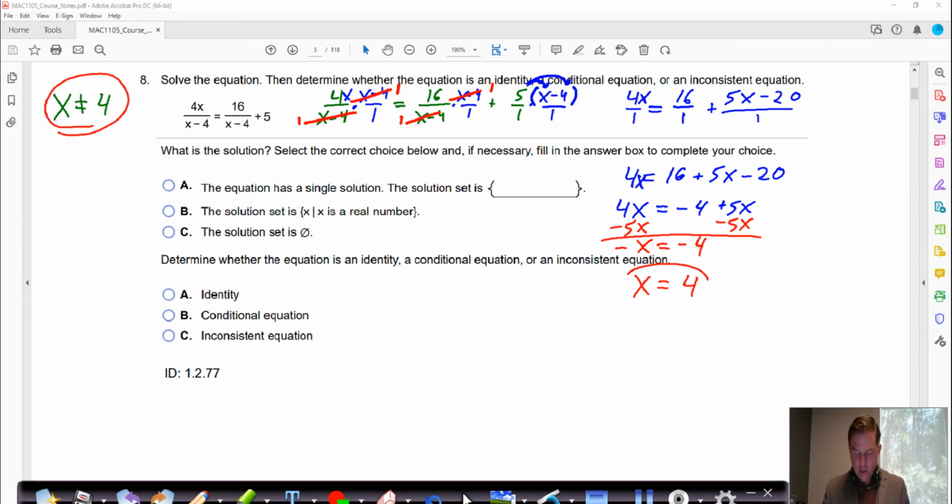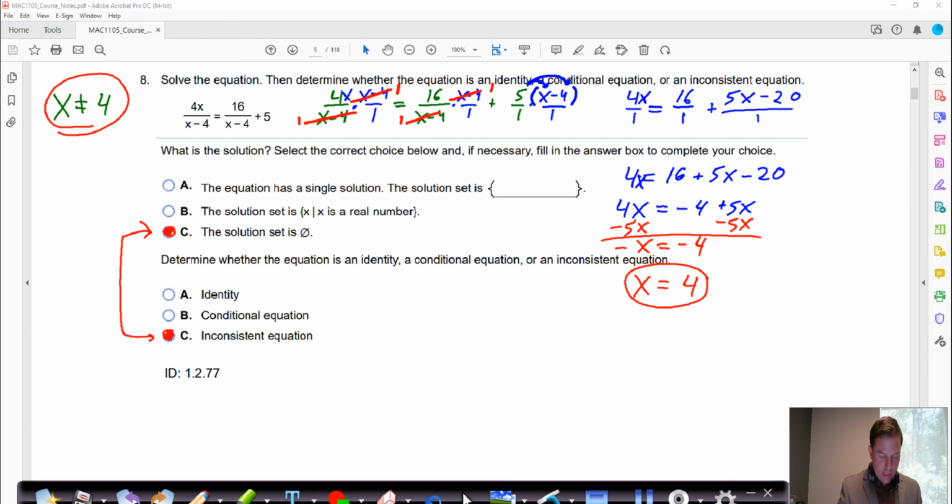And our algebra is saying it should be 4. If we get that contradiction, the solution set is empty and it's an inconsistent equation. Okay, so the solution set is empty, it's an inconsistent. In fact, I can tell you that these two will always be matched together.